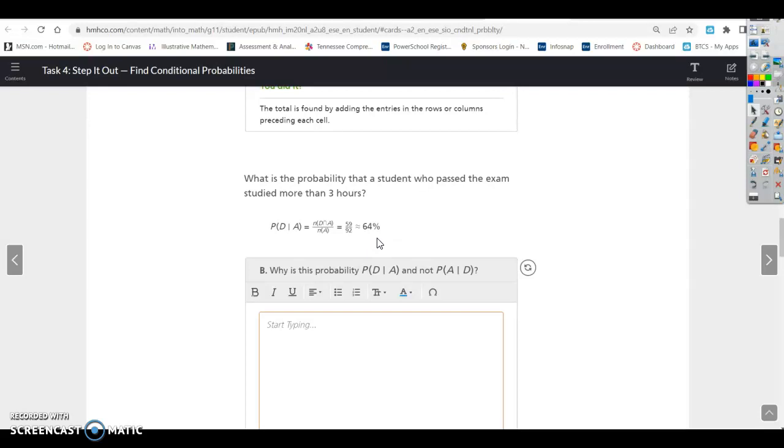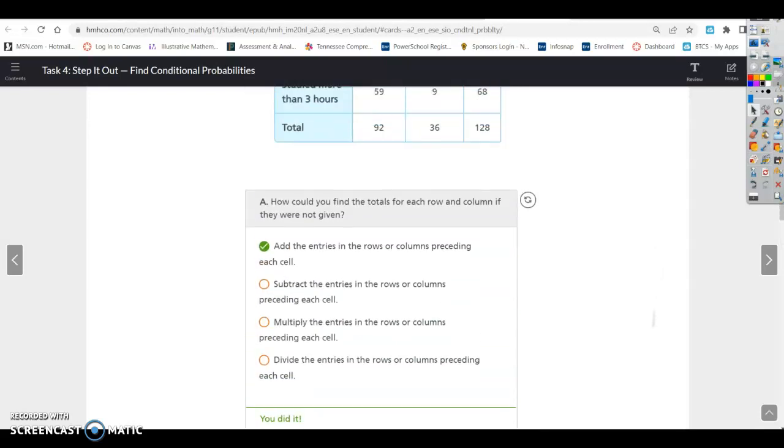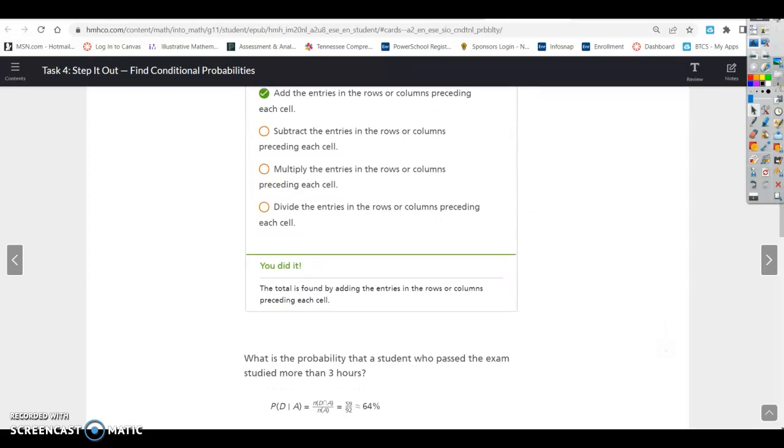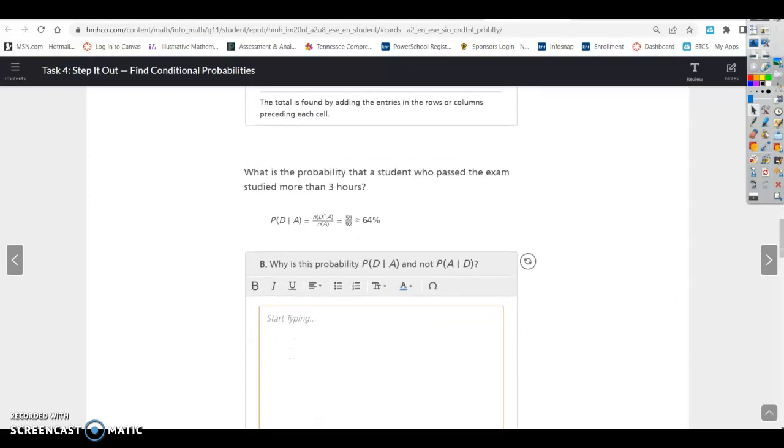All right, so P of D given A is the probability of event D. Event D, remember, was studied more than 3 hours, will be true given event A. And event A was pass the exam. All right, so P of A given D is kind of in reverse.